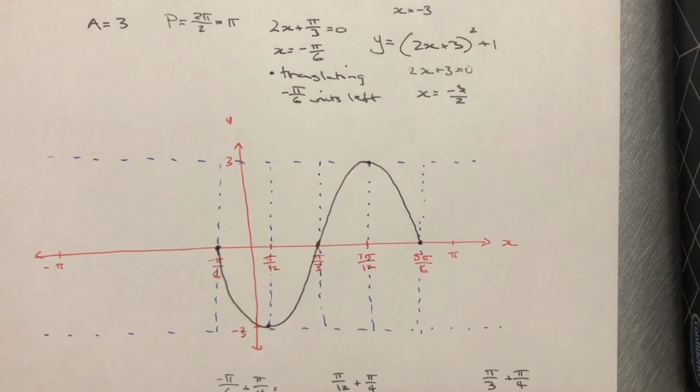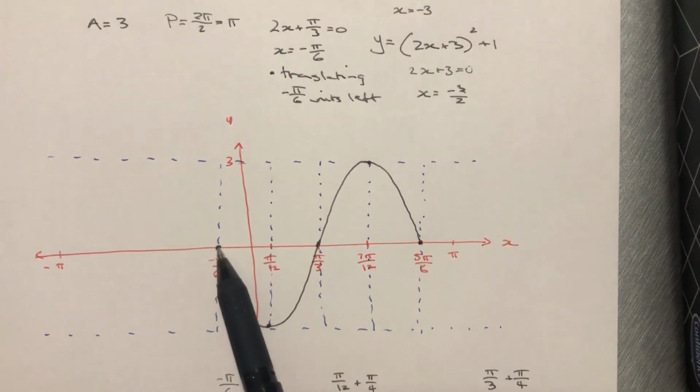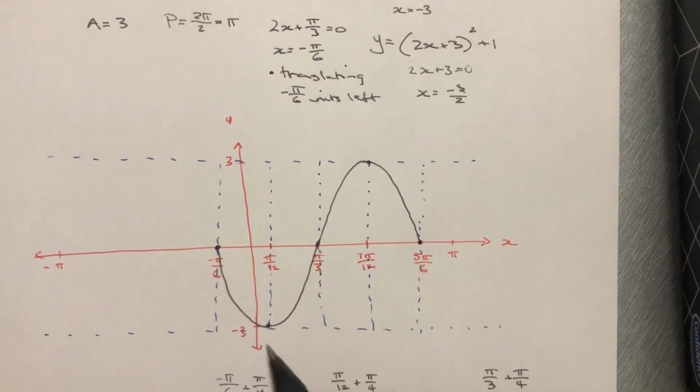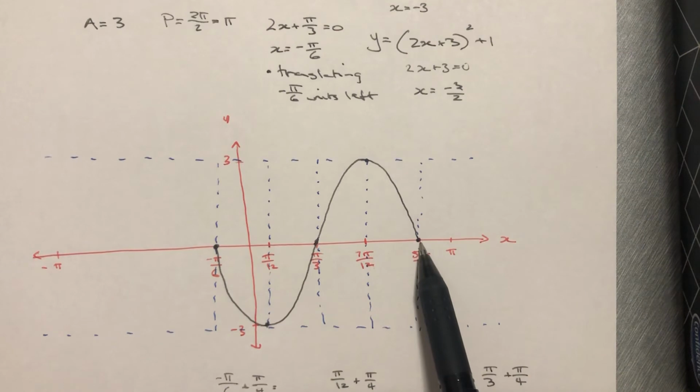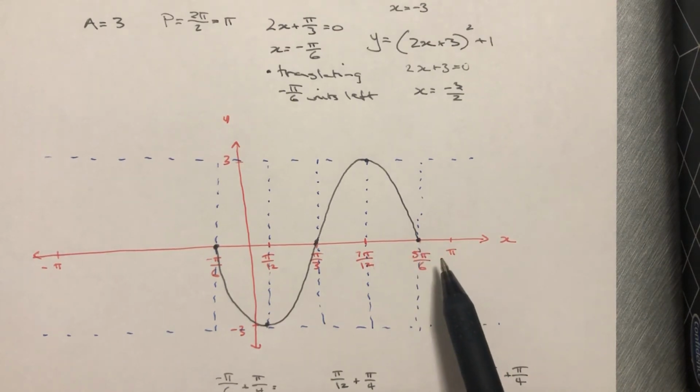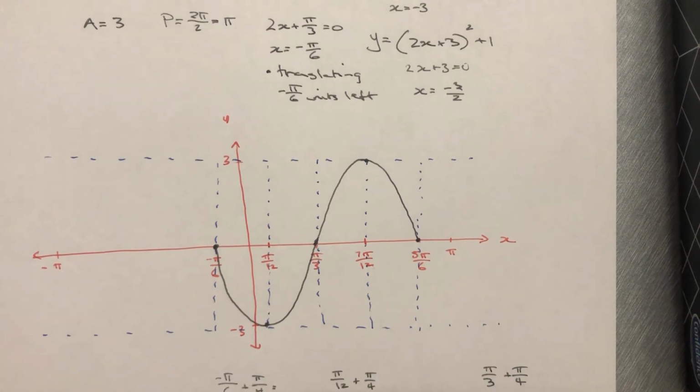So hopefully you can see that this point here is on our grid. This point here is on our grid. That's an x-intercept, minimum, x-intercept on the grid, maximum on the grid, x-intercept on the grid. So without doing any more working out, I've got all those key points. Now we're going to do this completely properly because we do need to show all those key points.